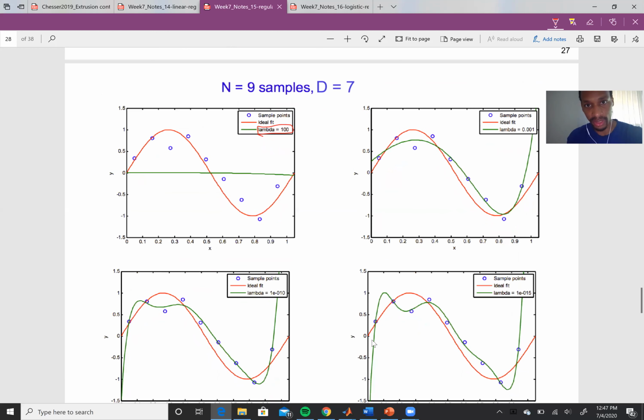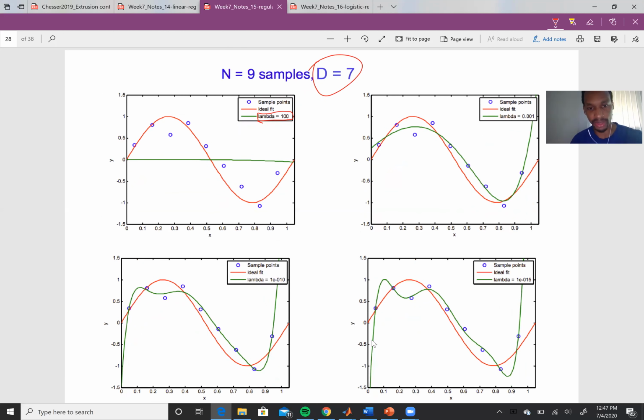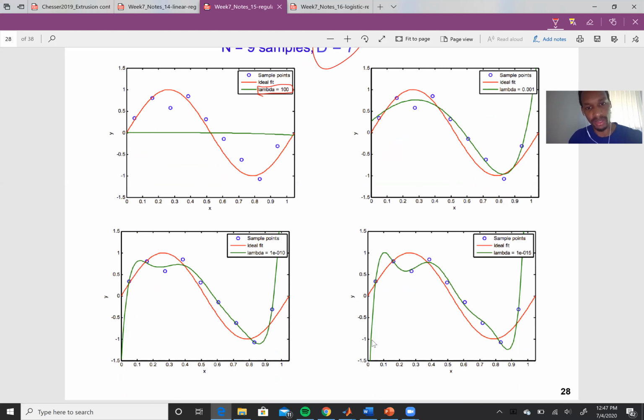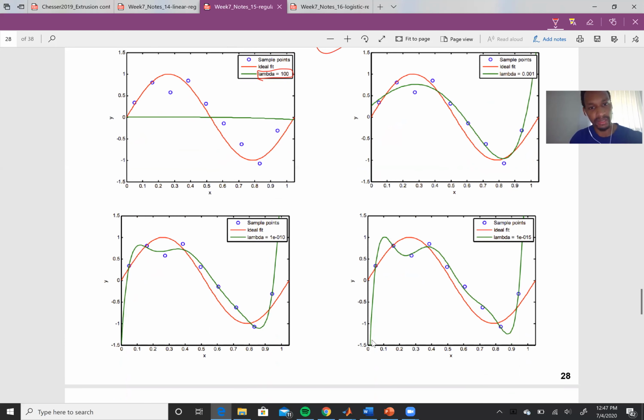But here we're using d equals 7. Before it was d equals 9, but d equals 7 is pretty close to d equals 9. So you're fitting more of the points as you're decreasing lambda, but you're still ensuring that it's at least a little bit generalized. But yeah, you still don't want lambda to be super low.